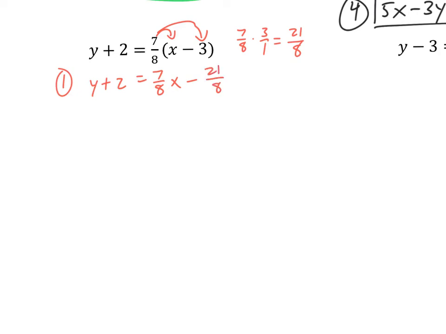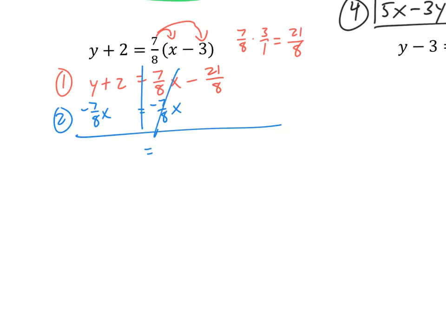Step number 2, move my x term over. So I will subtract negative 7/8 x on both sides. Those will cancel out. I'll be left with negative 7/8 x plus y plus 2 is equal to negative 21/8.